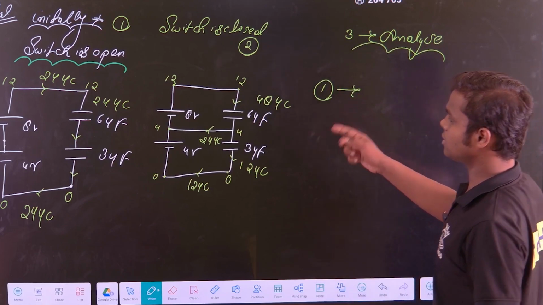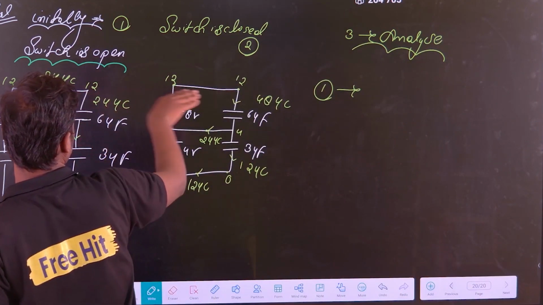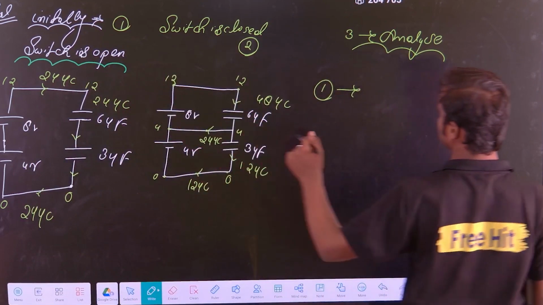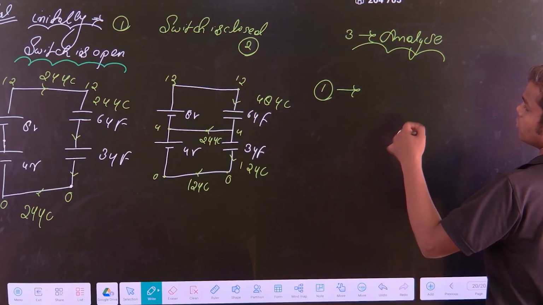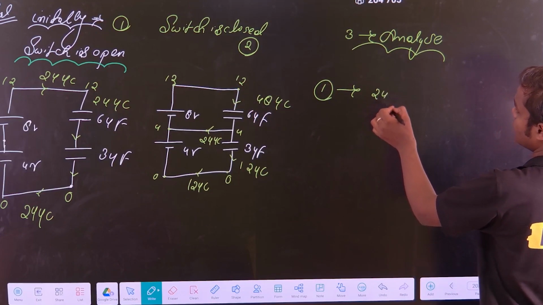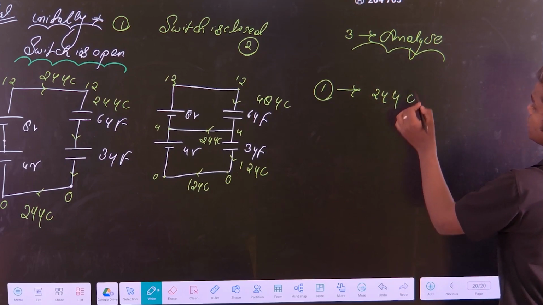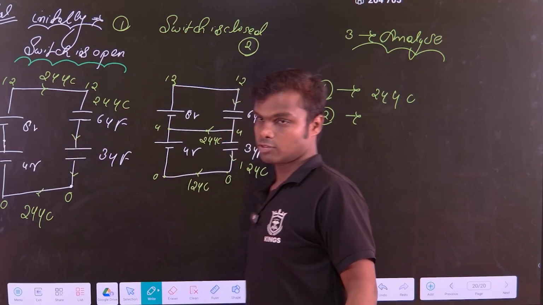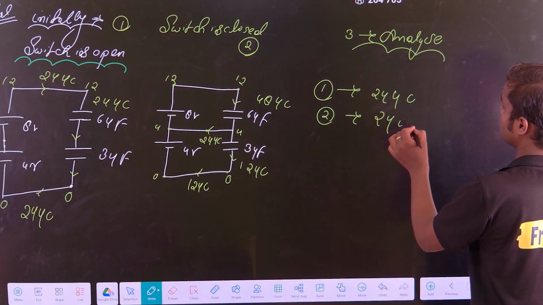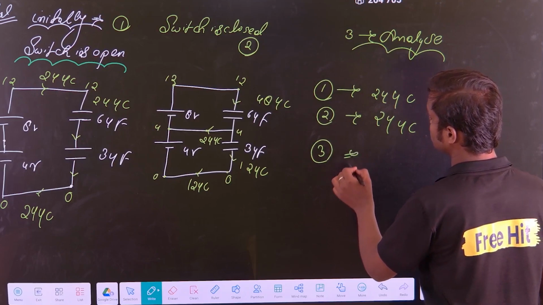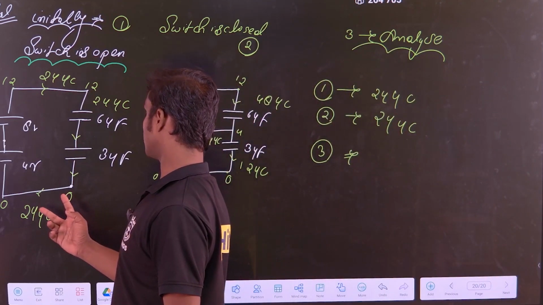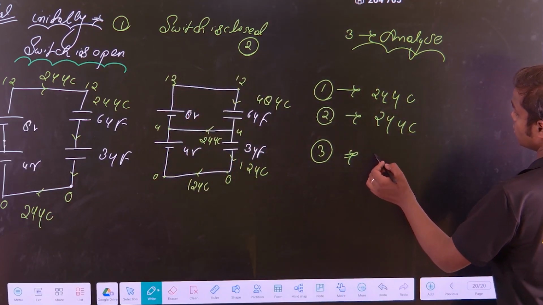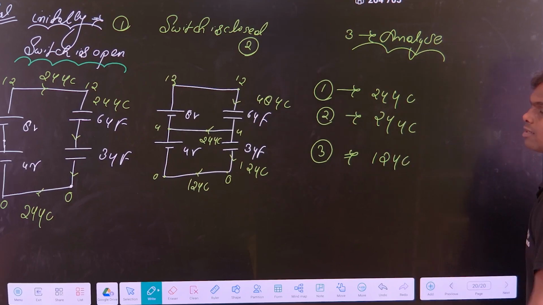Once you analyze, you will see here initially it is 24, now it is 48. So how much charge flows from here to here? Final minus initial. 48 minus 24, you will get 24 microcoulomb. Correct? This is path 1. Now for path 2, finally it is 24, initially it is 0, so it will be 24 microcoulomb. Now the third branch: initially it is 24, now it is 12. So how much charge flows? That is 12 microcoulomb.